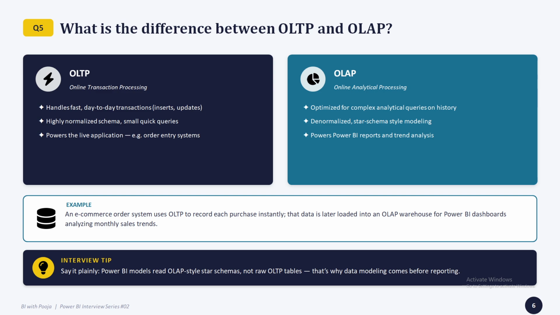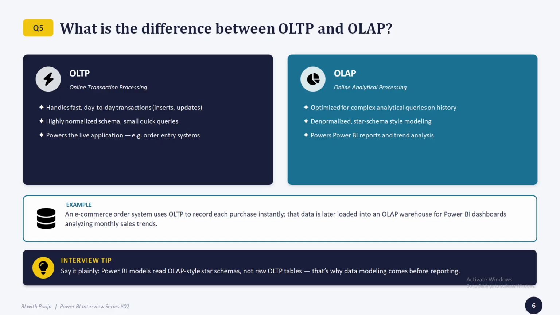And OLAP stands for online analytical processing. It is used for analyzing the data and creating reports and dashboards. So OLAP helps a business to understand trends, compare sales, and make better decisions.